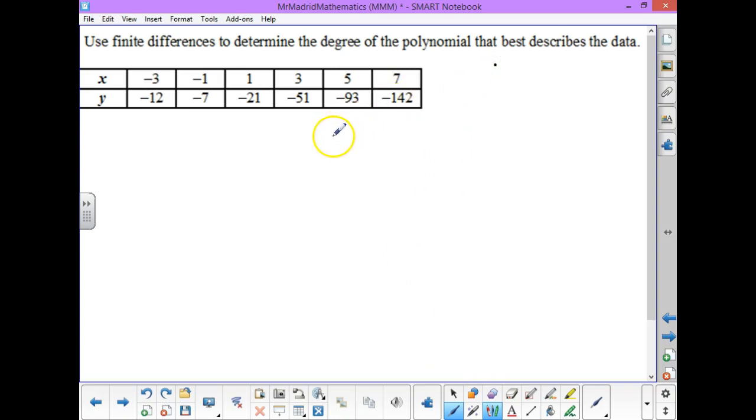Use finite differences to determine the degree of polynomial that best describes this data. This is really nice. It's telling you what to do, use finite differences. You probably forgot, so let's look at it together here. I'm just going to call it 1D. First difference. We've done this to prove quadratics or not. If data match quadratic data through this method, so follow along here.